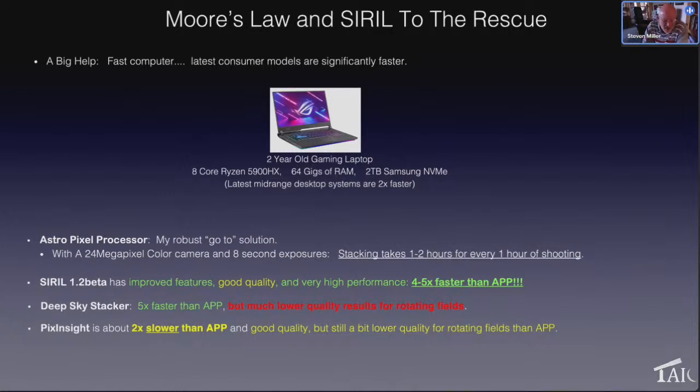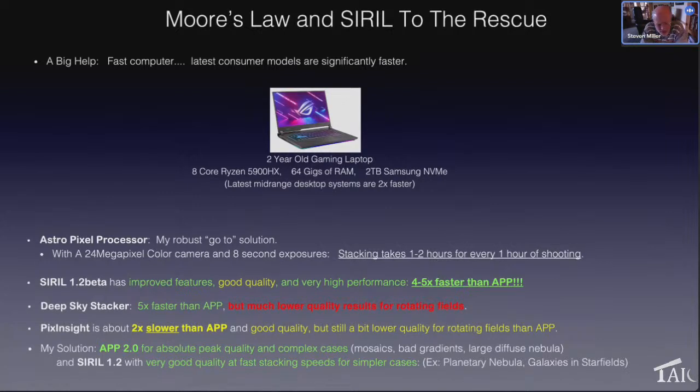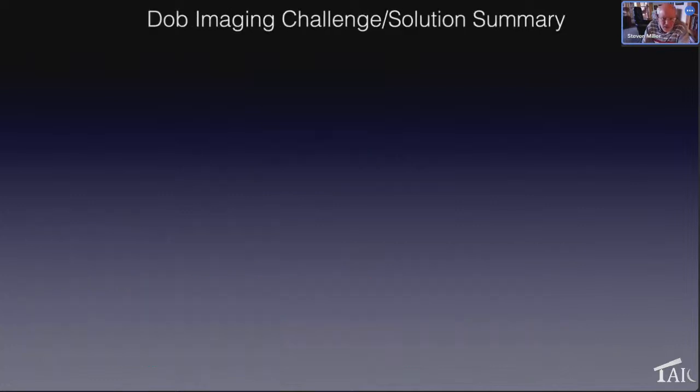But right now, my solution is this: I use AstroPixel Processor 2.0 for the absolute peak quality. In complex cases, if I'm doing mosaics, I have some bad gradients, or I have a large diffuse nebula that's very sensitive to gradients, then I'll put it through there. That's just a go-to. If it's a simpler case, I'll use Siril. It's very good quality. It's really fast. So if it's a planetary nebula where it's just a nebula in the middle and there are just stars around it, or it's a galaxy in a star field, bam, I can just put it in Siril and I'll do fine.